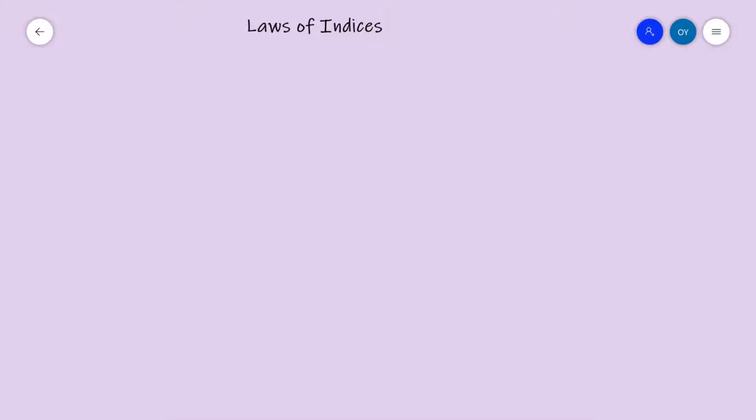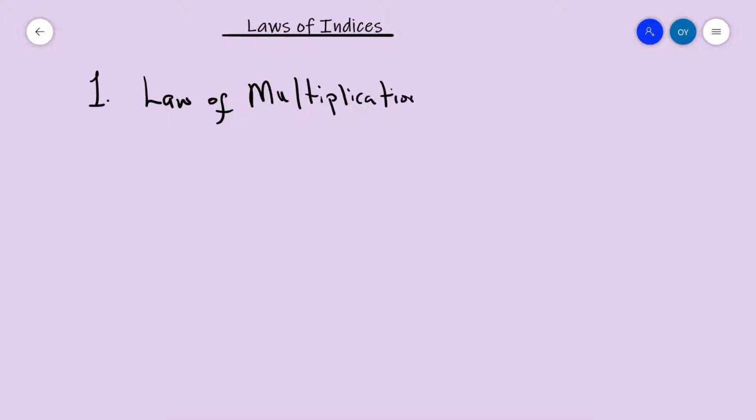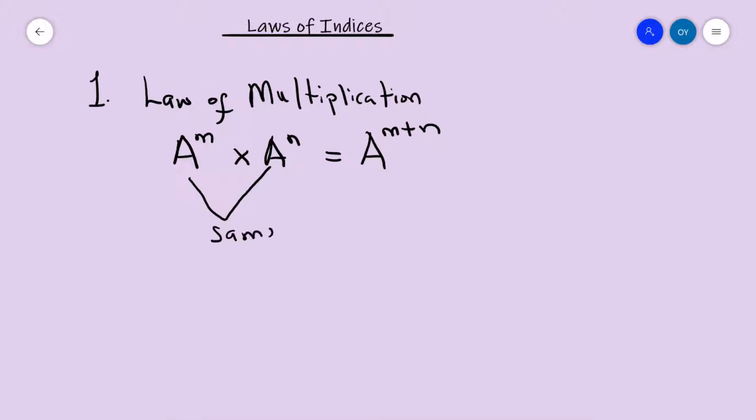Our topic today is Laws of Indices. Law of multiplication, represented as a to the power of m multiplied by a to the power of n, and this gives us a to the power of m plus n. So here, once the bases are the same, we add the powers or the indices.